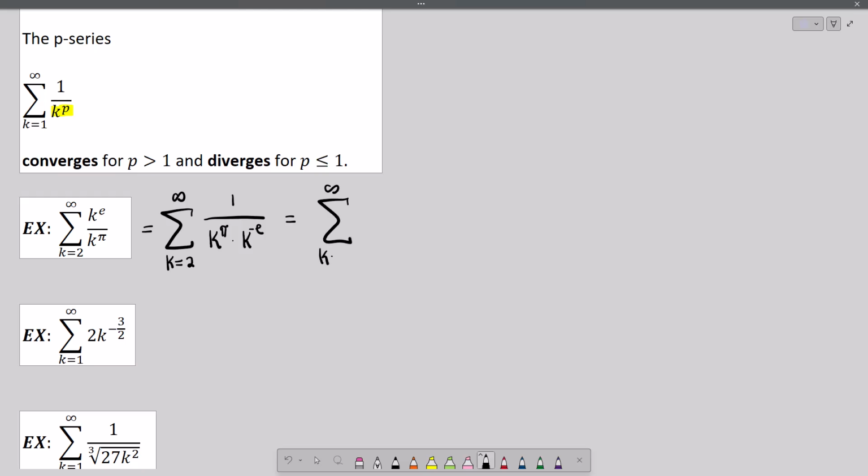We can say, oh well, in the denominator, we have k to the pi minus e. So what I need from you, so I know that you know what you're doing, is you have to identify p. So you would write p is equal to whatever it's equal to. And then you have to compare it to 1. You have to either say that it's greater than 1 or less than or equal to 1.